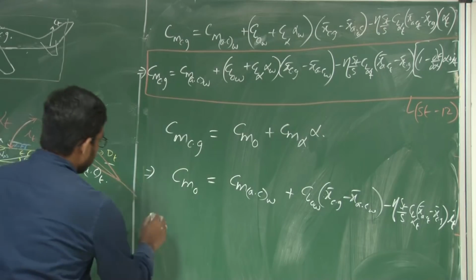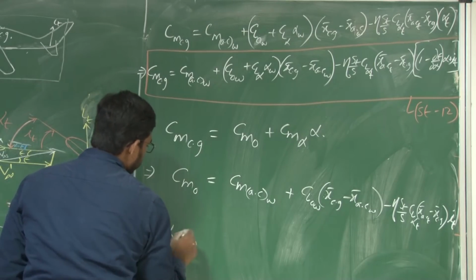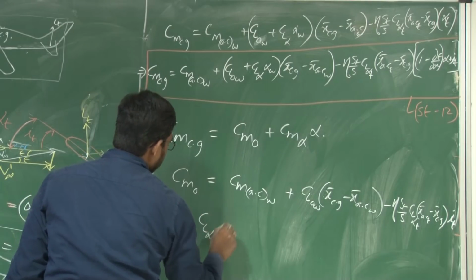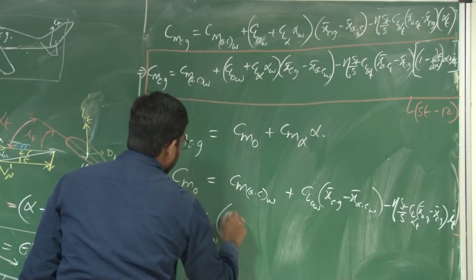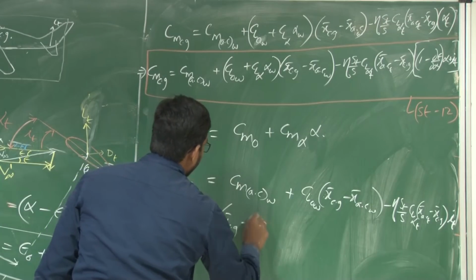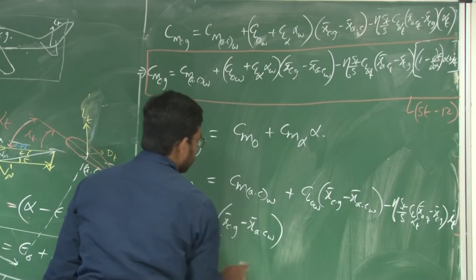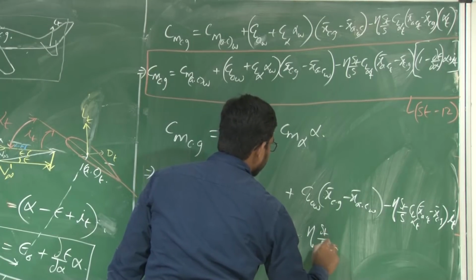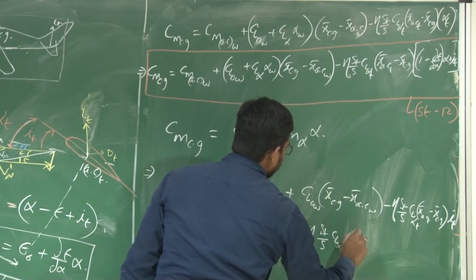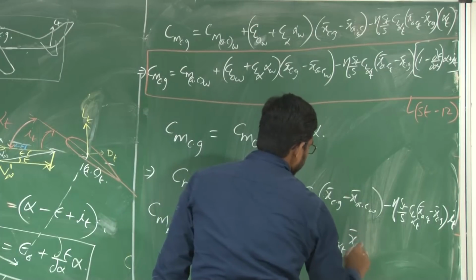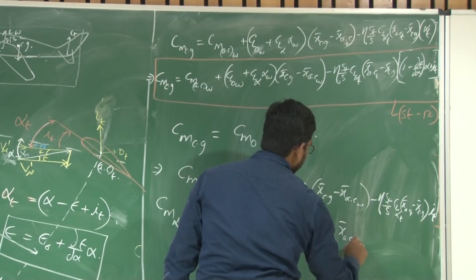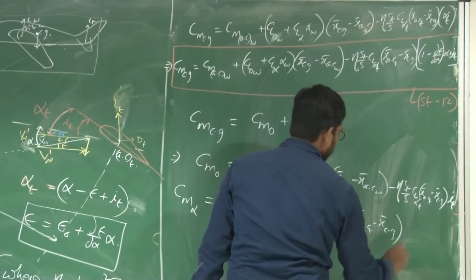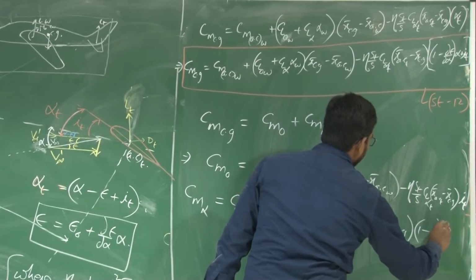Similarly, Cm alpha of the aircraft is equal to CL alpha of the wing into x bar Cg minus x bar AC of wing, minus the tail contribution, eta St by S CL alpha of tail into x bar AC of tail minus x bar Cg, multiplied by 1 minus dou epsilon by dou alpha.